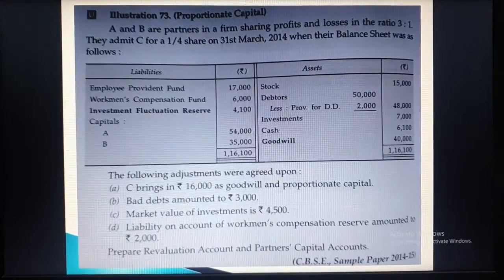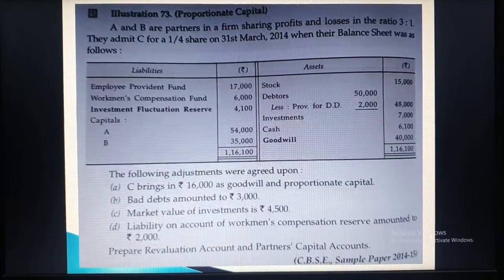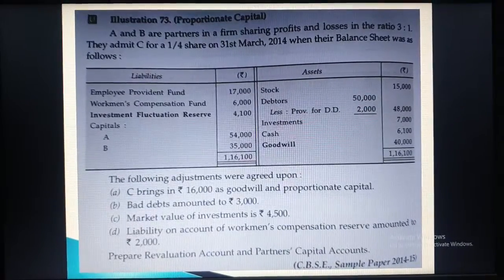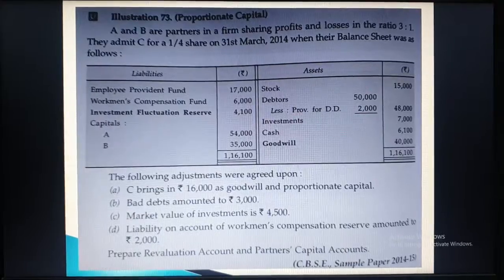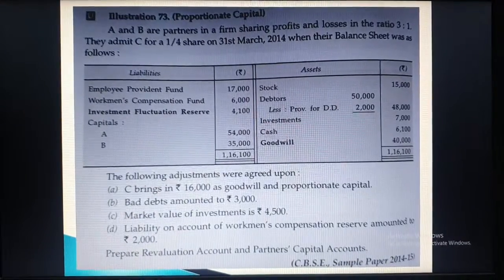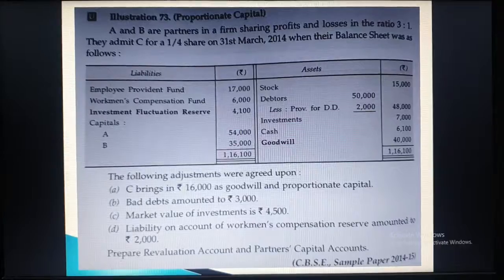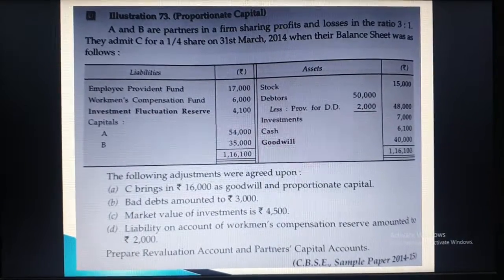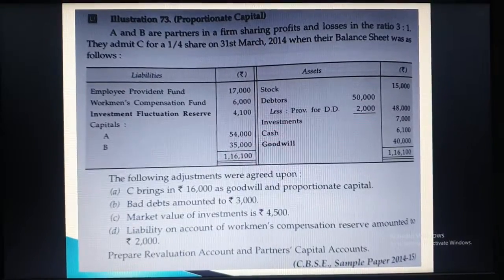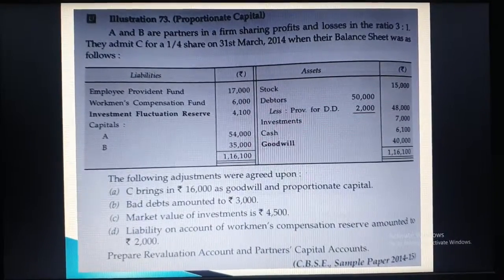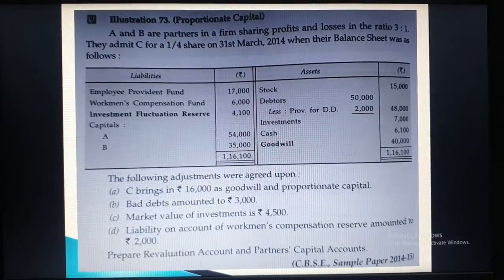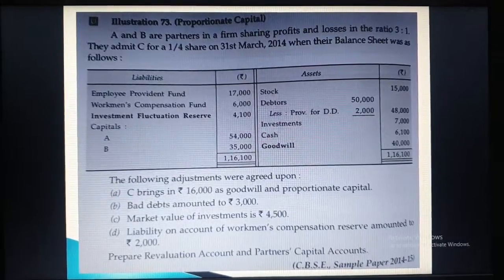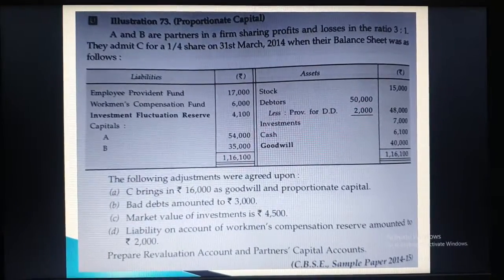Now, how do you identify that it is a capital adjustment question? Just see point number one, that is A, that C brings 16,000 goodwill and proportionate capital. It means the capital of the new partner is not given in the question. So we will calculate the capital of the new partner on the basis of old partners' capital. That is how you identify the question as a capital adjustment. And the rest of the amount will be recorded in partners' capital account and revaluation account. So let's start with the revaluation account.